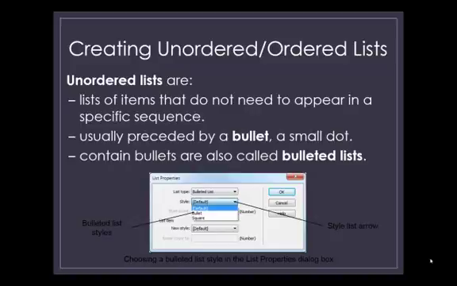So to create an unordered list, first you're going to select the text that you want to format, and then use the Unordered List button in the HTML Property Inspector to insert the bullets at the beginning of each paragraph of the selected text. In Dreamweaver, the default bullet style is a round dot.